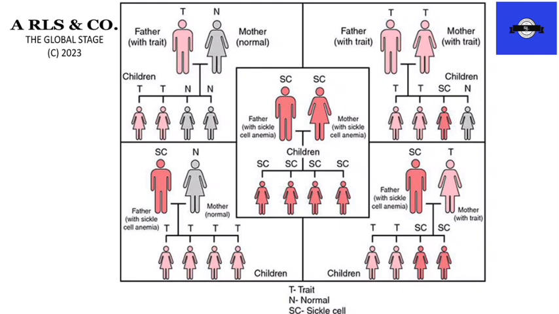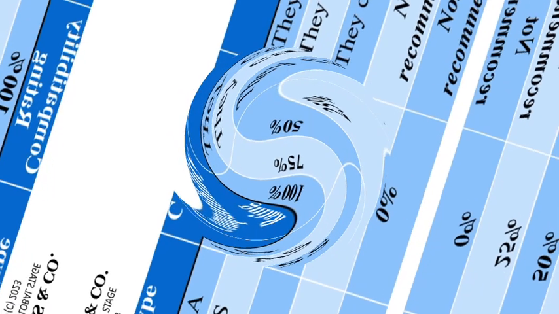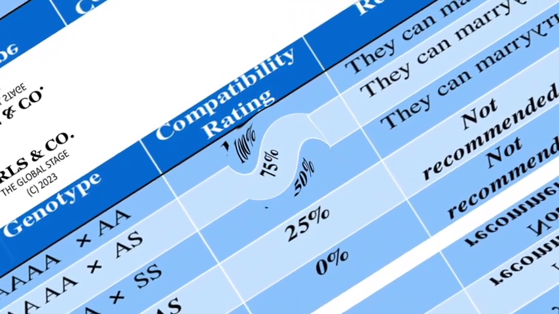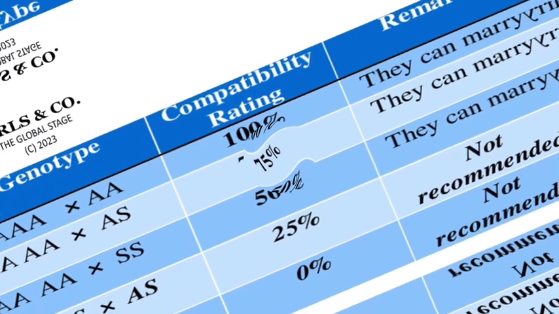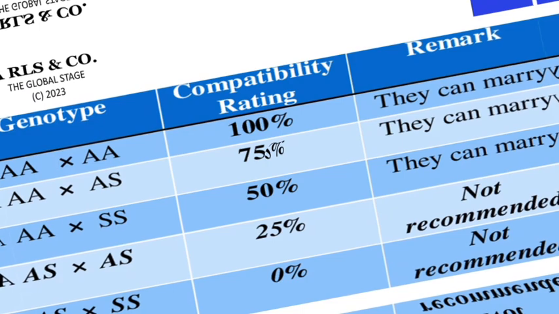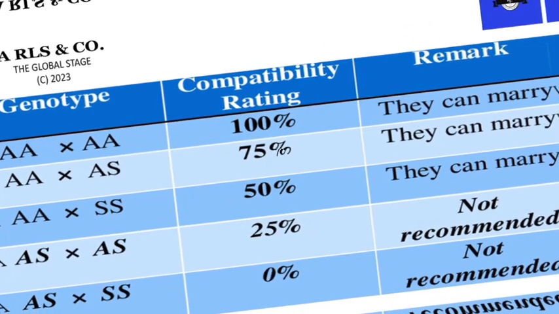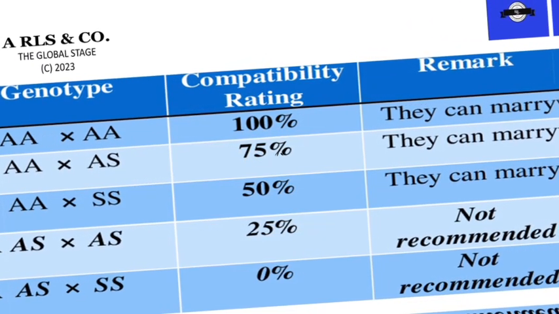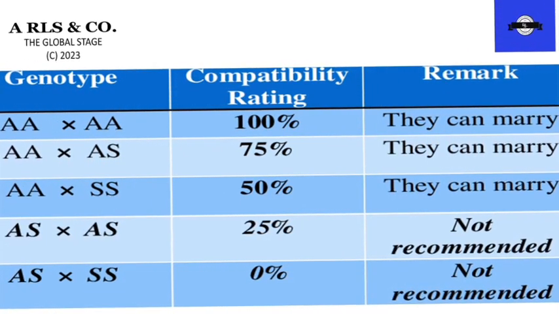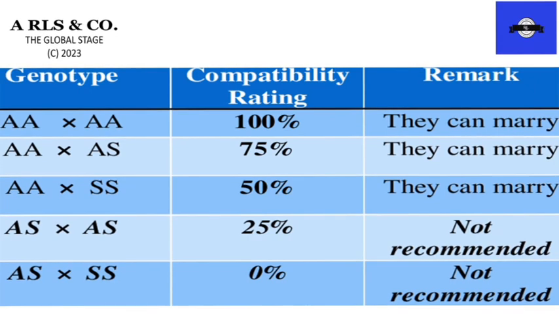So who can you marry and who can you not marry? If you look at this table, the genotype is AA and AA. So there is 100% compatibility that all your children will be AA, that is, they will be normal. Therefore, you can go ahead and marry. If one of your parents is AA and the other is AS, there is a 75% chance that your children will be normal. You can also go ahead and get married.